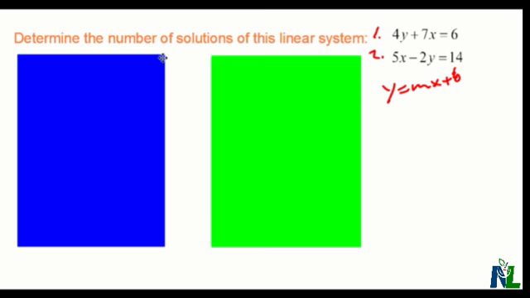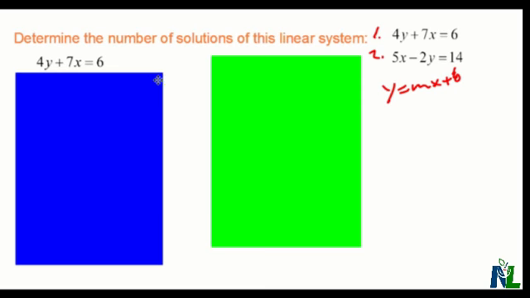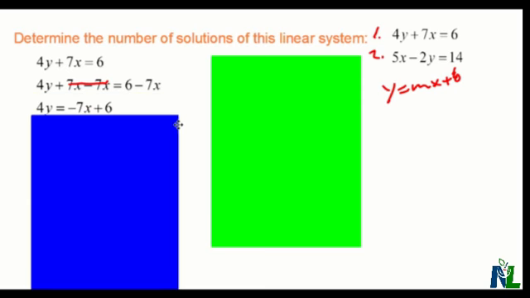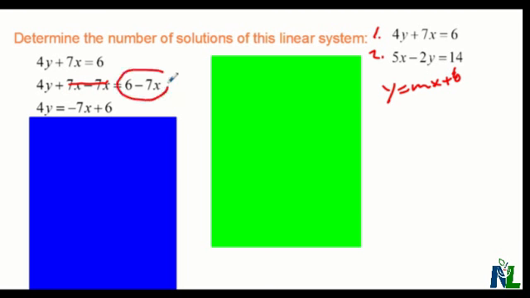So let's consider the first equation. 4y plus 7x equals 6. I want to get y by itself on the left-hand side. So the first thing I'm going to do is subtract 7x from the left-hand side. But if I subtract 7x from the left-hand side, then I must also subtract 7x from the right-hand side. 7x minus 7x is going to be 0. So on the left-hand side, I'll have just 4y. On the right-hand side, I'm going to rearrange this 6 minus 7x, and write it as negative 7x plus 6.